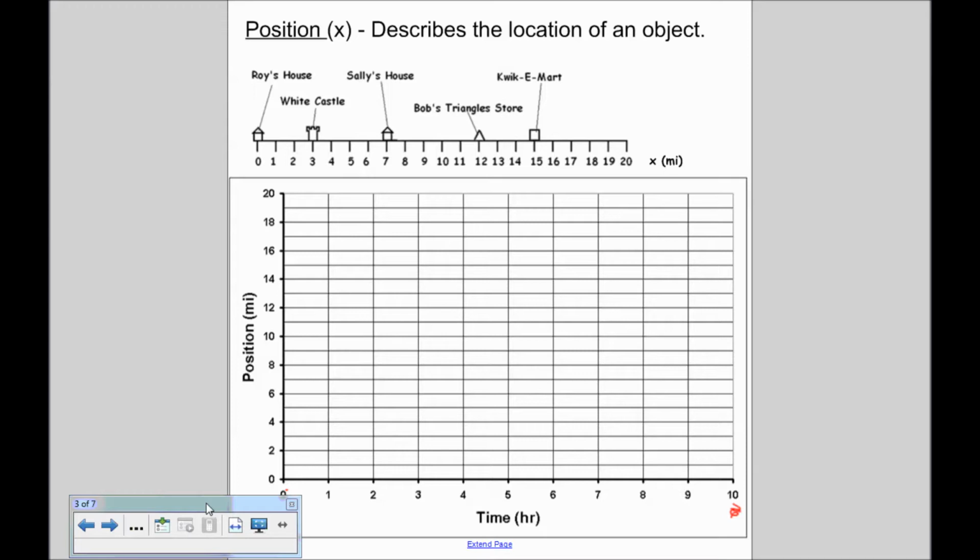Okay, cool. So now that you've done that, let's make some different graphs. All right? I'm going to color code mine. I'm going to use the usual red, blue, and green, and maybe black. So here we go.